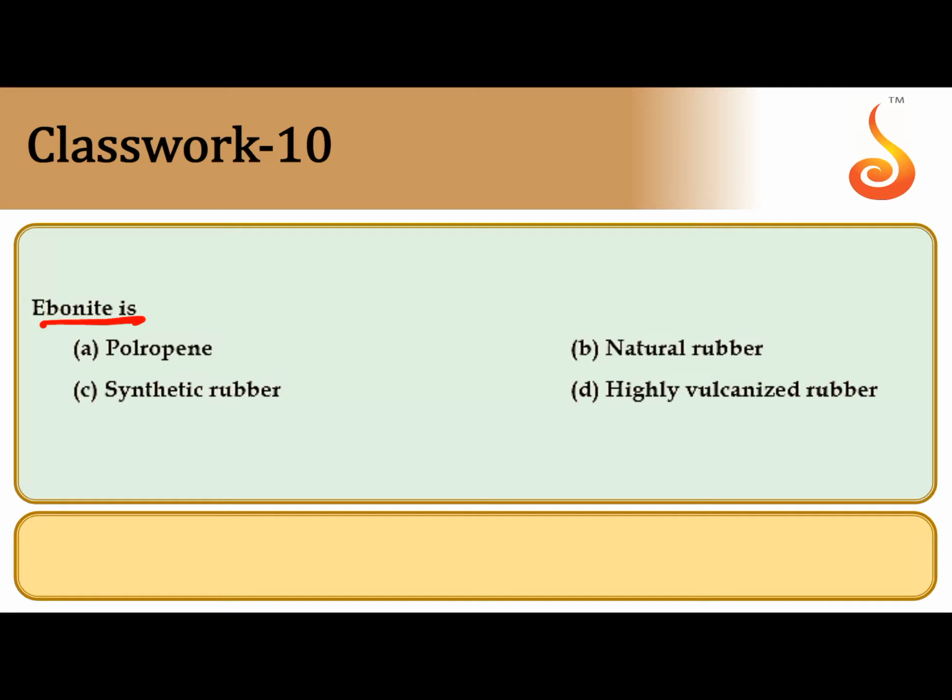Ebonite. During the vulcanization of rubber, based on the percentage of sulfur, the vulcanized rubber can get hardness. If the percentage of sulfur is very high, you can get very, very hard vulcanized rubber. If the percentage of sulfur is around 40%, it will become very hard rubber, that is ebonite rubber, which may be used for the preparation of tires. So ebonite is highly vulcanized rubber.